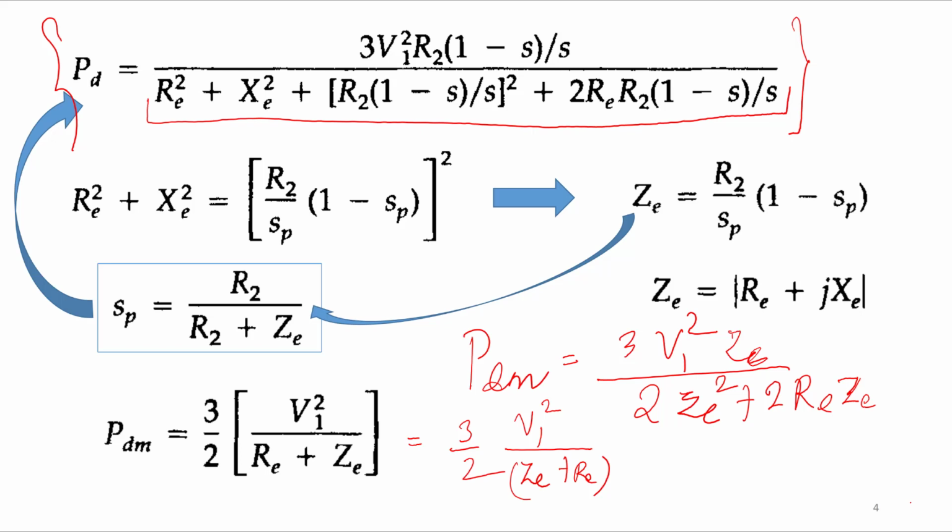Okay. So everybody has got it, I think. So this is the answer, right? It is 3 by 2 V1 square by (Re plus Zd). Zd is nothing but the magnitude of Re plus jXe. Okay, so this is your expression for the maximum power developed from the approximate equivalent circuit, right?